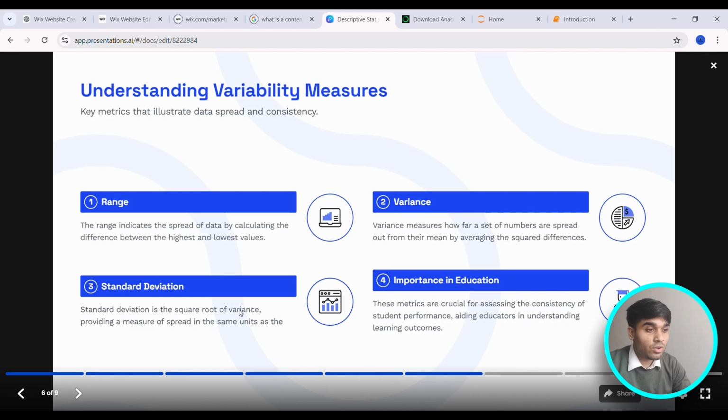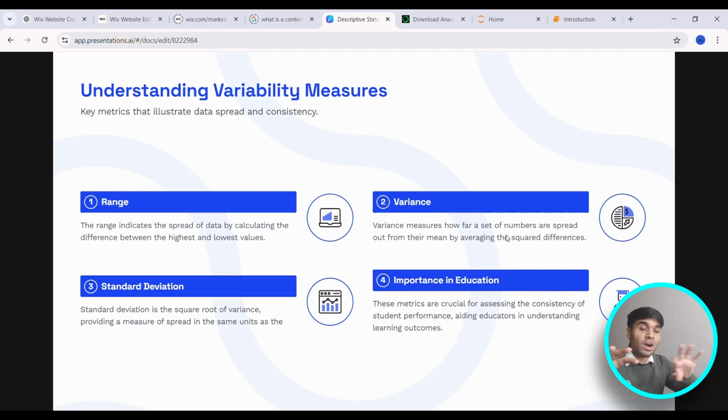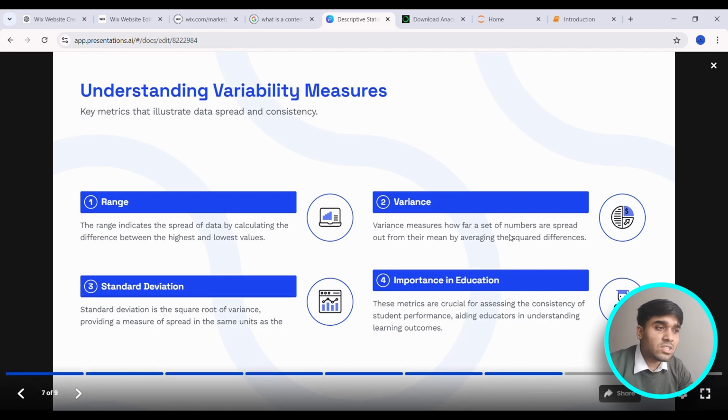And standard deviation is nothing but the square root of variance. The square root of variance provides a measure of spread in the same units as the data, while variance measures how far a set of numbers are spread out from the mean. So all of these 5 friends are going to have a mean, and how far they are from this mean value is what variance is going to tell us. We'll see how all of these work in our Excel.